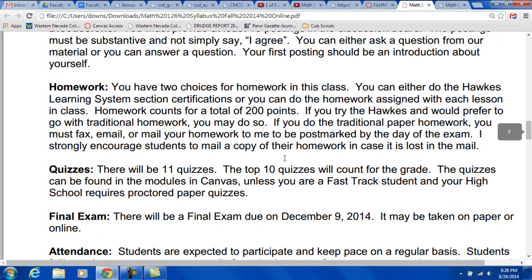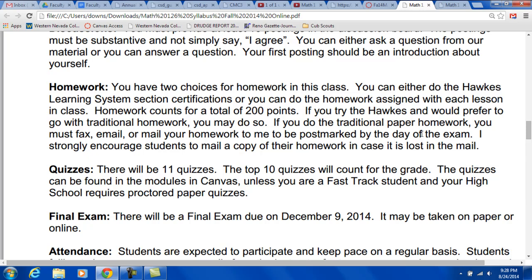Homework. You have two choices for homework in this class, as I've already mentioned. You can either do it in the Hawks Learning System, the section certifications, or you can do the homework assigned with each lesson in class. Homework counts for a total of 200 points. If you try the Hawks and would prefer to go with the traditional homework, you may do so. If you do the traditional paperwork, you must fax, email, or mail your homework to me to be postmarked by the day of the exam.